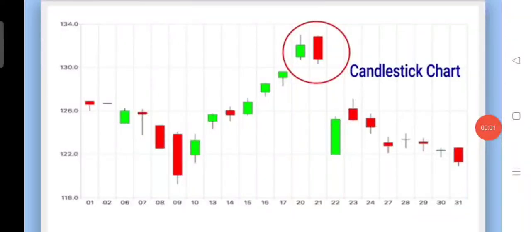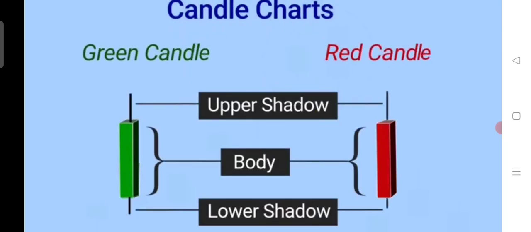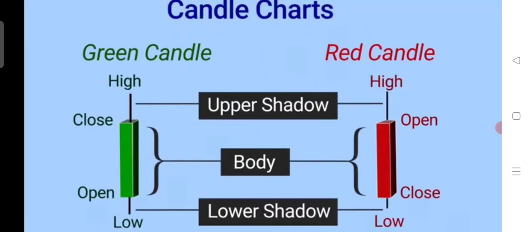We have discussed the candlestick chart earlier also. The candlestick chart has a body and upper and lower shadows. The upper and lower shadows represent the high and the low, and the body represents the difference between the open and the close. If the close was above the open price, then the body is green. If the close was below the open price, then the body is red.